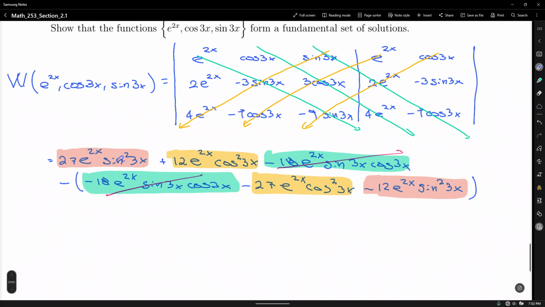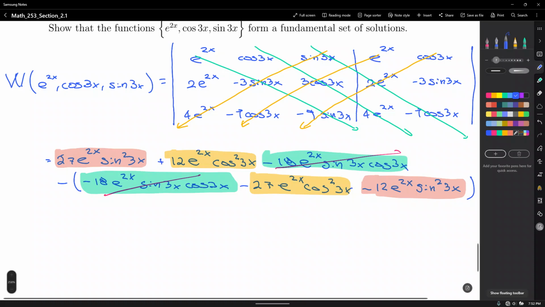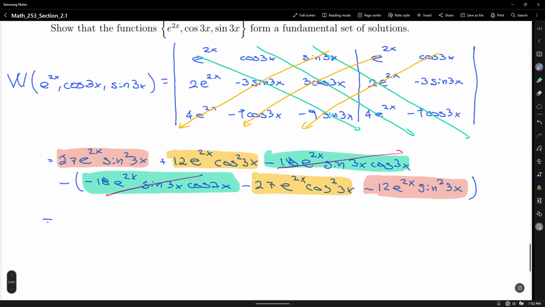Now the terms containing the sine squared, what do we have? A 27 in the coefficient, a negative 27, but this a negative 12. However, this negative 12 right here becomes positive because of the negative outside. So what do we do? Add 27 plus 12 plus 27, that equals 39. 39 e to the 2x sine squared 3x. Actually, let me put a mark on this that I already combined them.